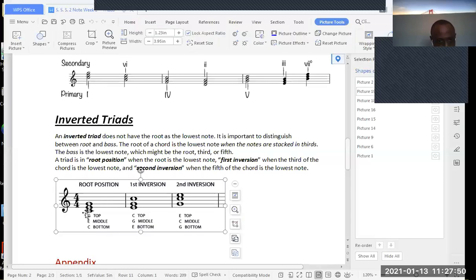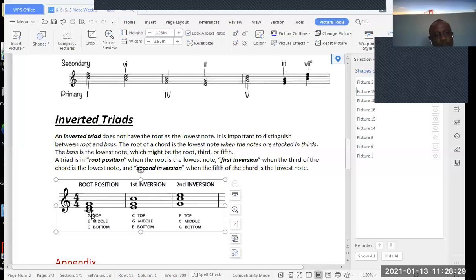Here you have the root position. This is chord 1. It is the root position because the root is the first note, and it is in thirds. Now look at this. This one is first inversion. The same chord 1, but here you have first inversion, in the sense that the first note is positioned at the top, shifted to the top of the remaining two.